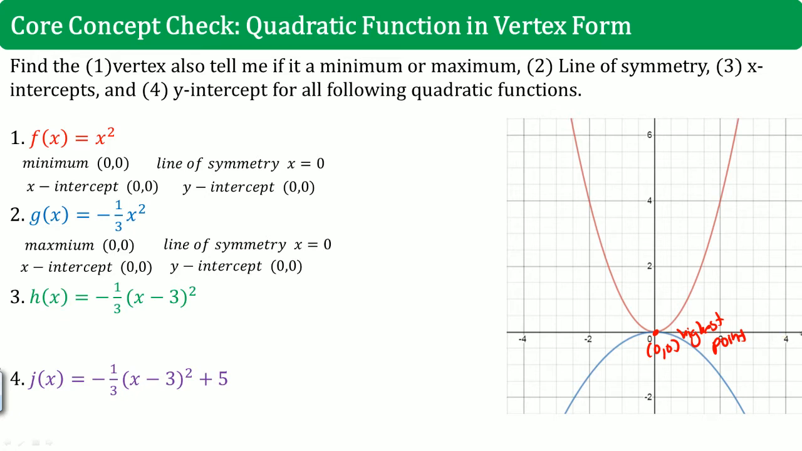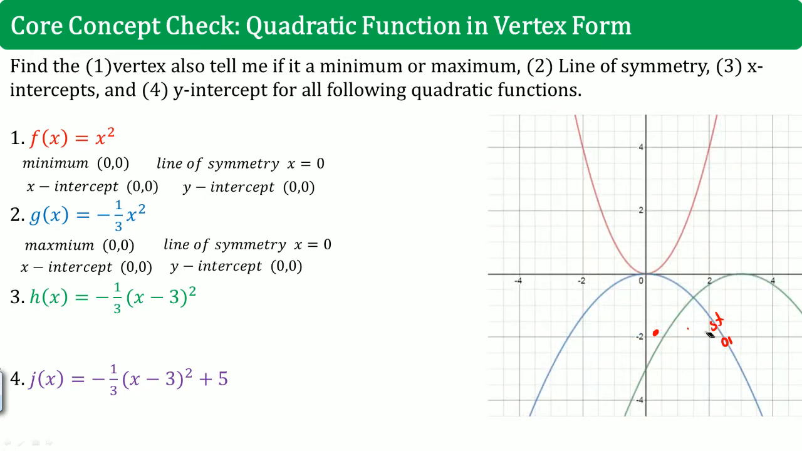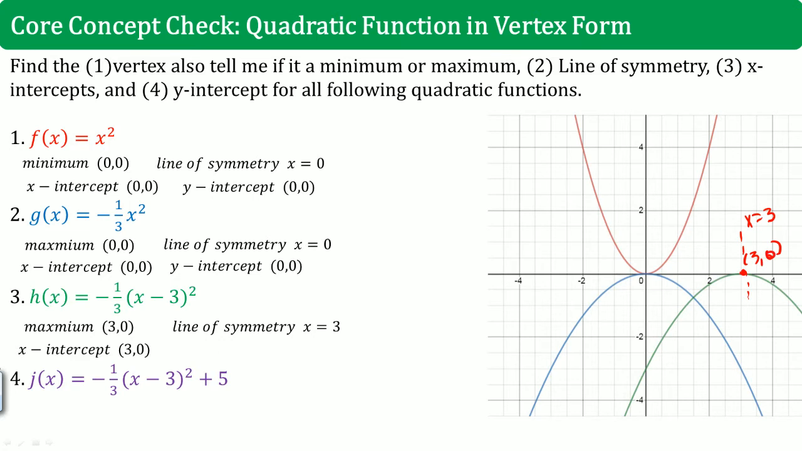3 is when we moved it to the right somehow. It has a new vertex, but it is still a maximum at 3, 0. The line of symmetry is new here as well at x is equal to 3. The x-intercept is the same at 3, 0, like the vertex. The y-intercept is right here at 0, -3.